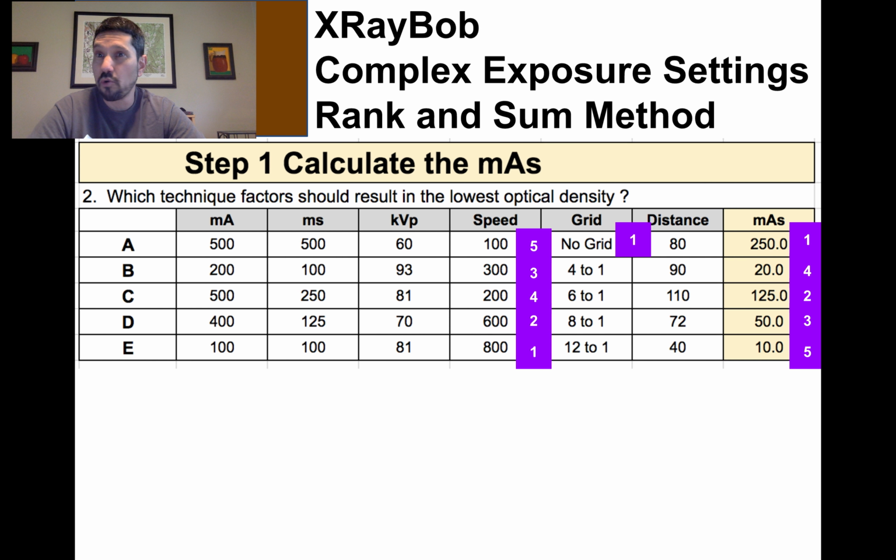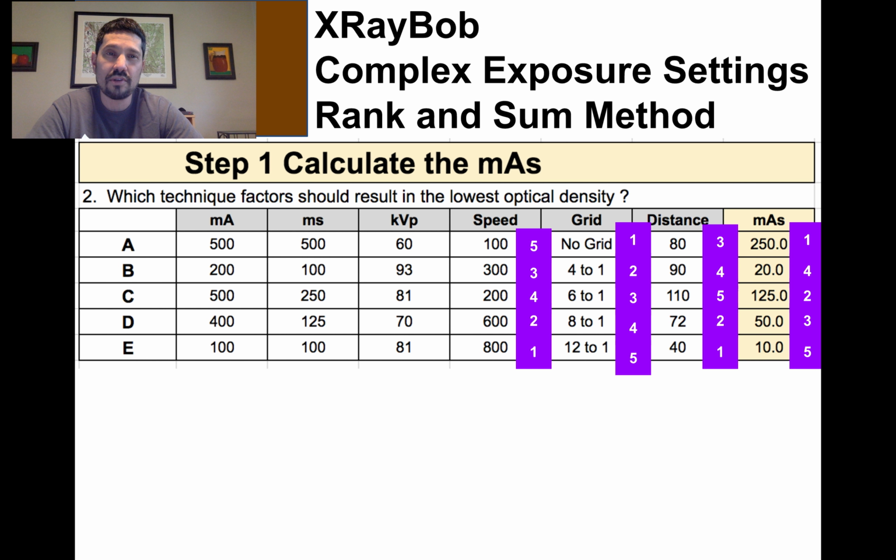Okay, the grids. No grid gets the most onto the detector. Then the thin grid, the thinner grid, the thinnest grid, the tallest, thinnest grid, whatever. So the grids were in order. I was lazy. All right, and then let's rank our distances from the closest, that would be the most intense, to the second closest, third closest, fourth closest, fifth closest. Okay? So we rank all our factors, and then we sum them up.